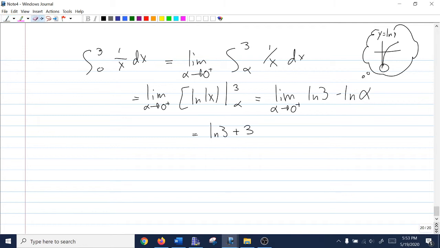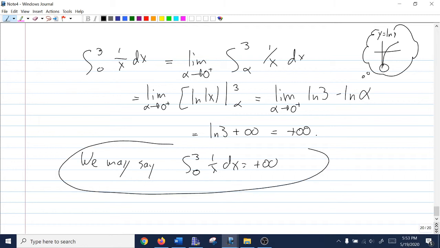I get natural log 3 minus negative infinity. That's natural log 3 plus infinity. We say that the integral equals infinity. This is a fancier way of saying that the limit doesn't exist. You're able to express a little bit extra information. It's not just that the limit doesn't exist, it's that the limit gets bigger and bigger without bound in a particular way.